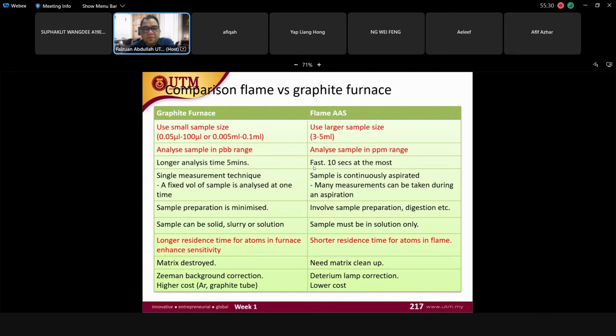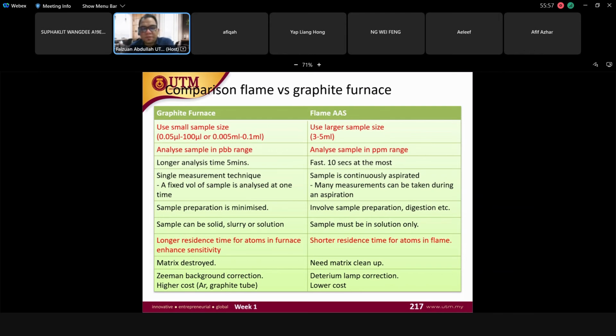So this is a comparison, right? Small sample size compared to flame, which has a large sample size. Analyzed in a low concentration range, which is in parts per billion rather than the flame in parts per million, longer analysis time, and so on. You can read this as a comparison. But I want to ask a question to you.